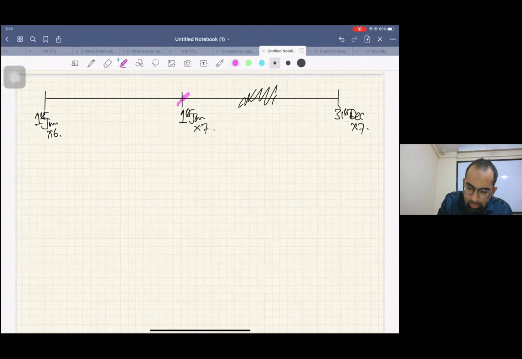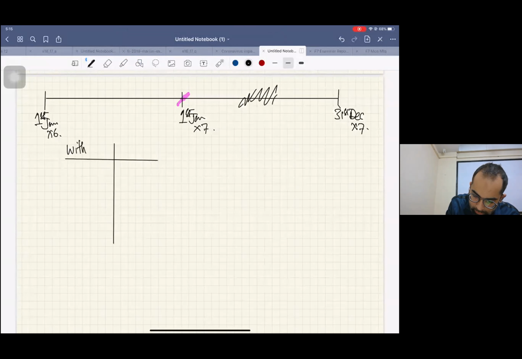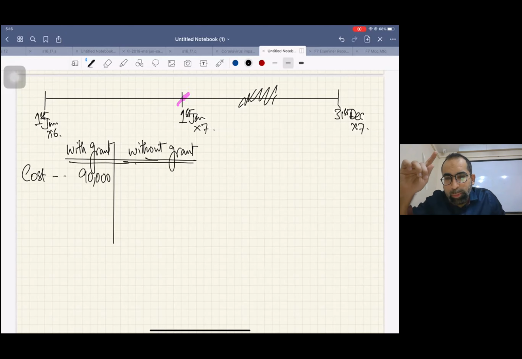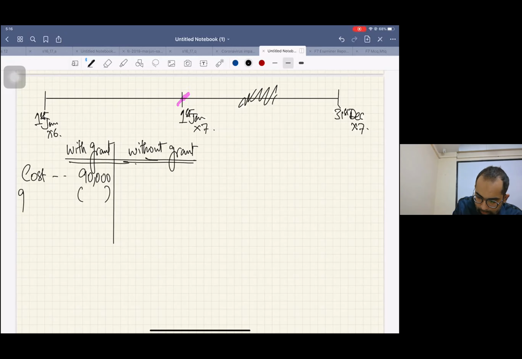Now, just make two columns. In the first column, I'll write with grant. Here I'll write without grant. Try to understand, you'll understand. Try to give some energy. With grant, the cost initially was 90. They told you that we cancelled the 30,000 in front of the cost. So the net cost for us is 60.